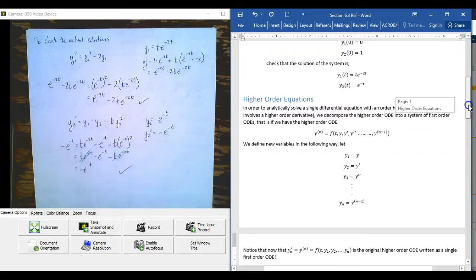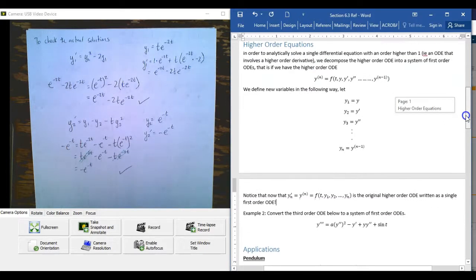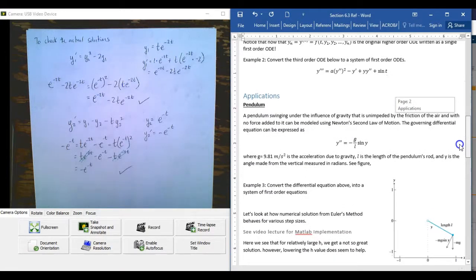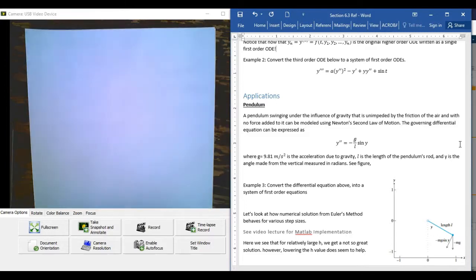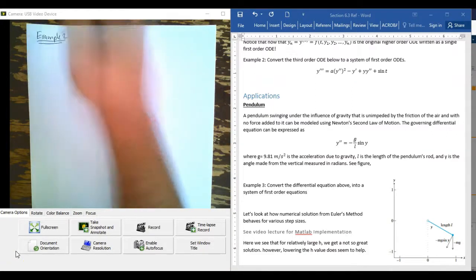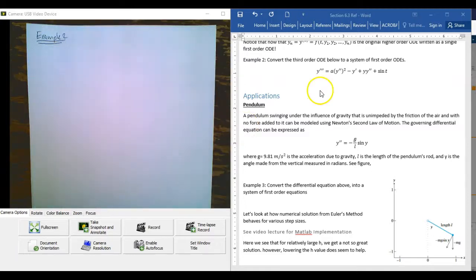So then all that we would need to do is solve the system of equations, just like we had just done. We can use Euler's method or trapezoid method, aka improved Euler. So let's convert the third order ODE below to a system of first order ODEs. So example 2. See how we convert a third order ODE into a system of first order ODEs.